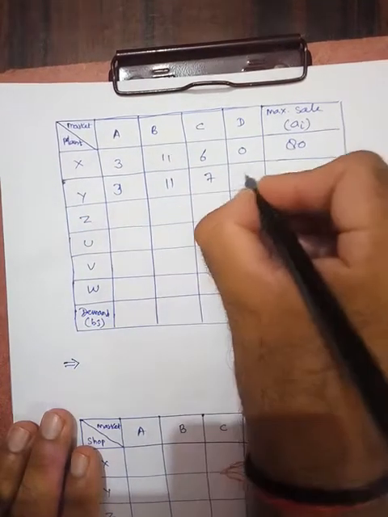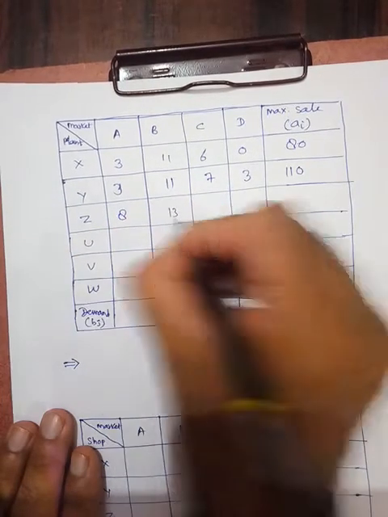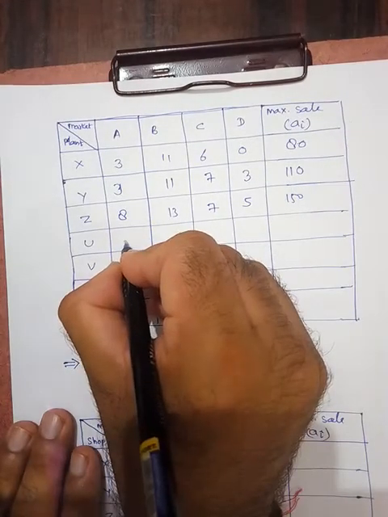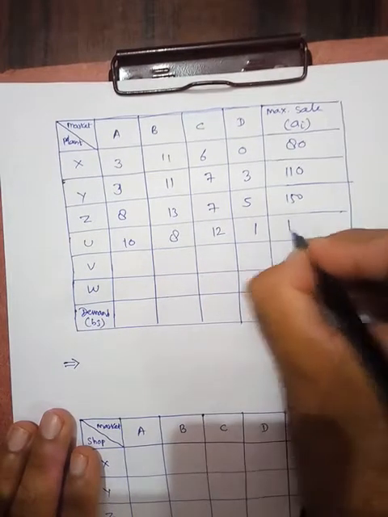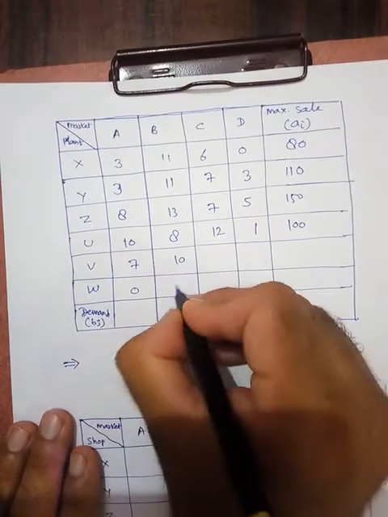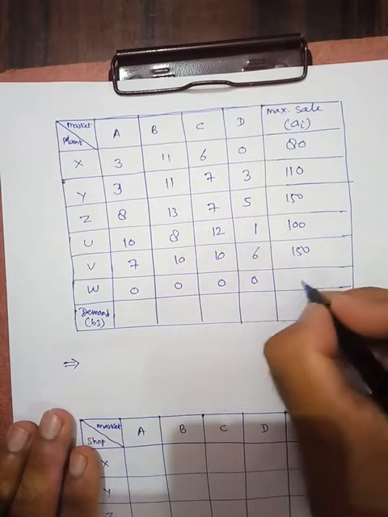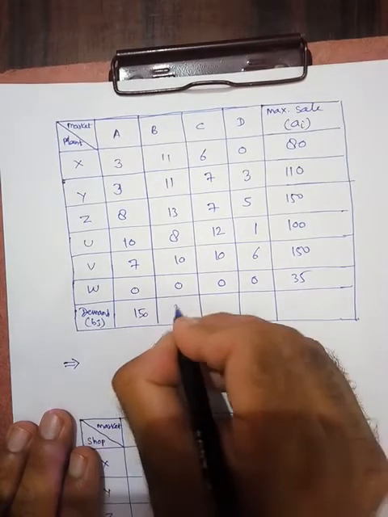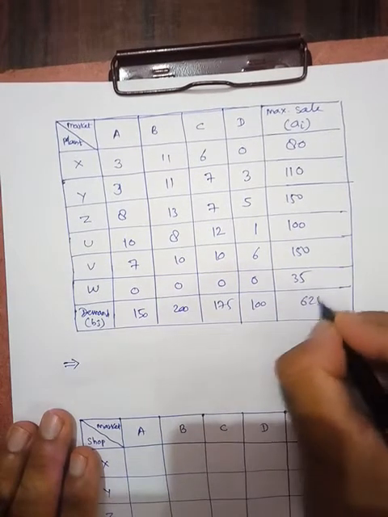11, 7, 3, 1, 1, 0. Here is 8, 13, 7, 5, 150. Here is 8. Here is 10, 8, 12, 1, 100. Here is 7, 0, 10, 0, 10, 0, 6, 0, 150 and 35. Here we have 150, 200, 175 and 100. This is 625 total.